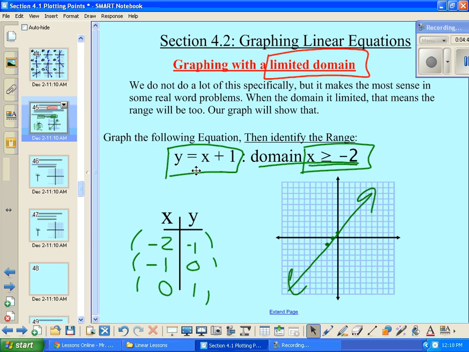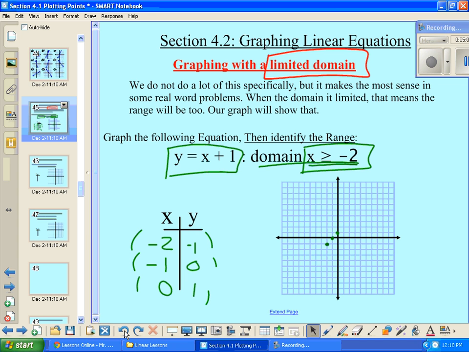And then again, that graph is showing all the possible solutions. But for these limited domain problems, with my domain limited, that means I can't plug in certain values for x. That means I can't get certain values out for y either. So there are certain solutions that should not show up on this graph because I can't get them. I'm limited, as it says, in terms of what I should be able to get.